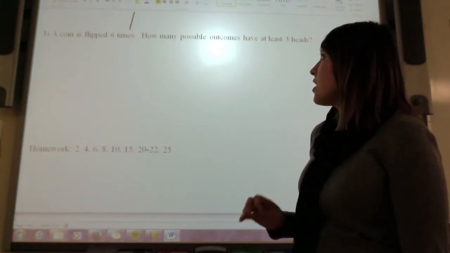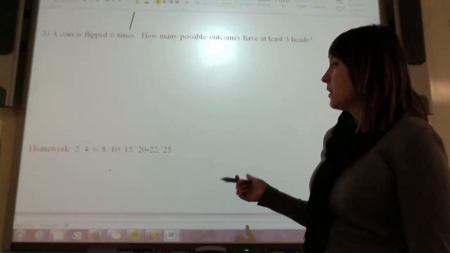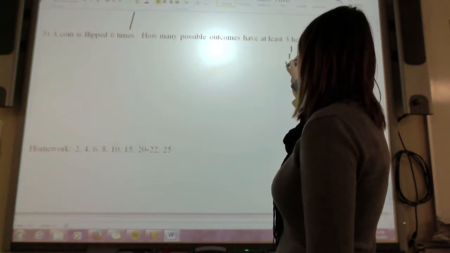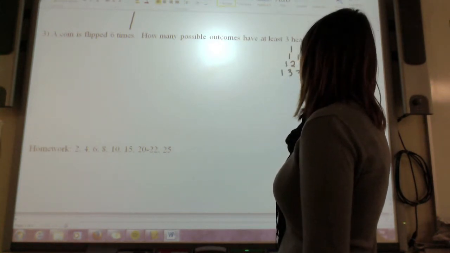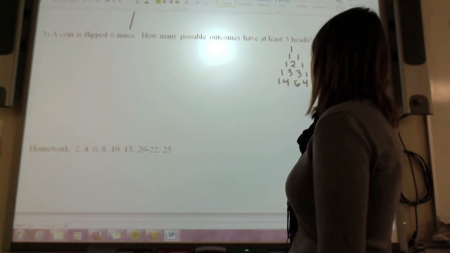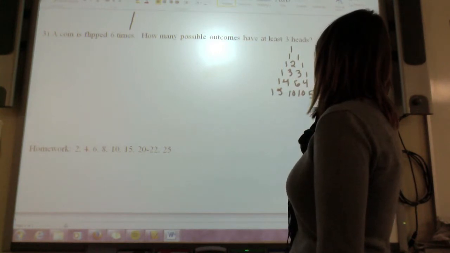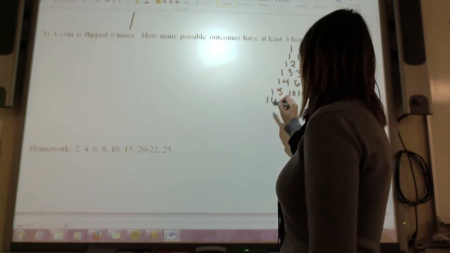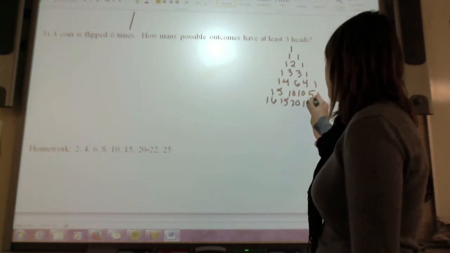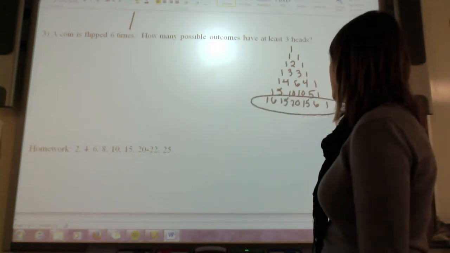So if I want to figure out how many possible outcomes have at least 3 heads, well, let's just start by looking at the 6th row of Pascal's triangle. So remember, this is 0, 1, 2, 3, 4, 5, and my 6th row will be 1, 6, 15, 20, 15, 6, 1. So I'm looking at this row here.